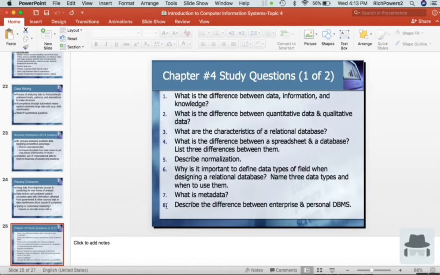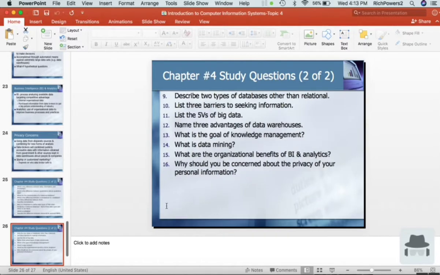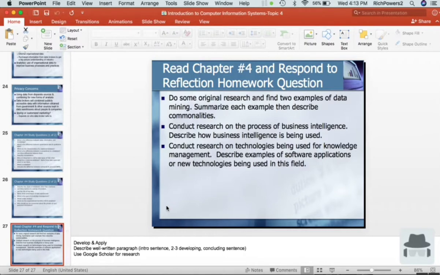So here are our study questions, something you want to take a look at. I think we had talked about these in class. And then some of the information, basically the reflection question. And that's about it.